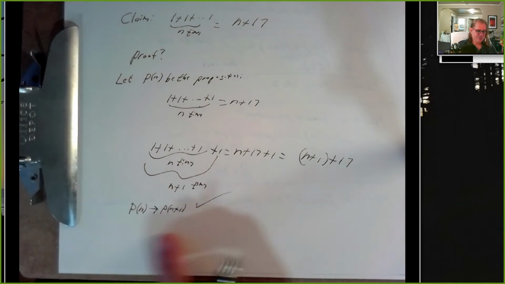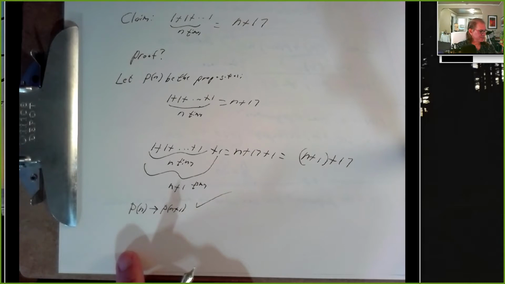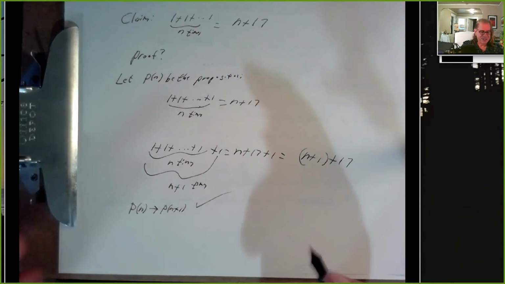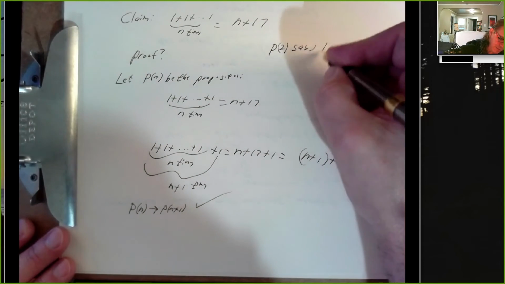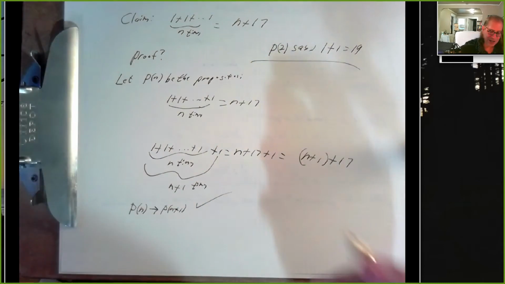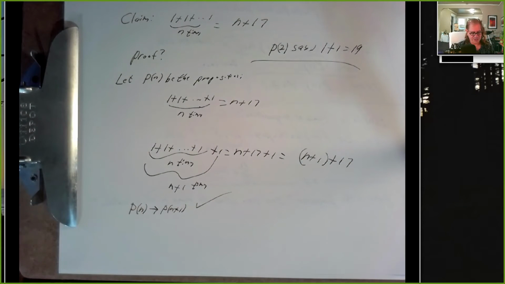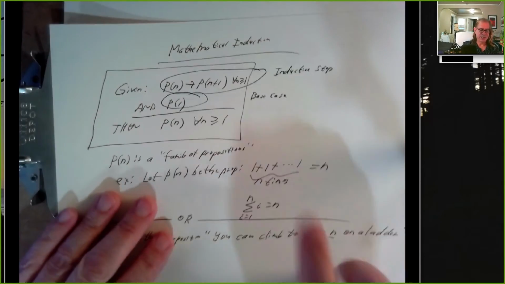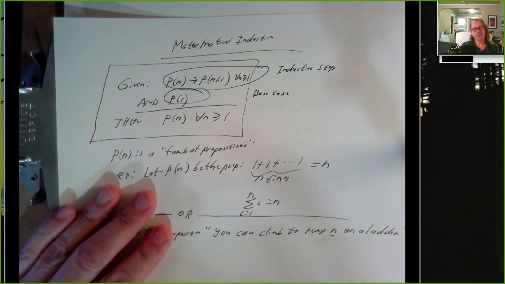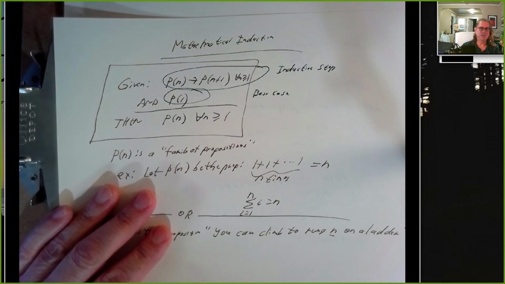Right? We can prove this, we can prove the inductive step, but unless we can also prove a base case, we can't claim P of n is true for anything. And there is no base case here. P of 1, or P of 2 says 1 plus 1 equals 19, and that's not true. Right? So there's no base case, so we can't argue mathematical induction. All right, so you've got to have both the inductive step and the base case. We'll come back to that in another lecture.